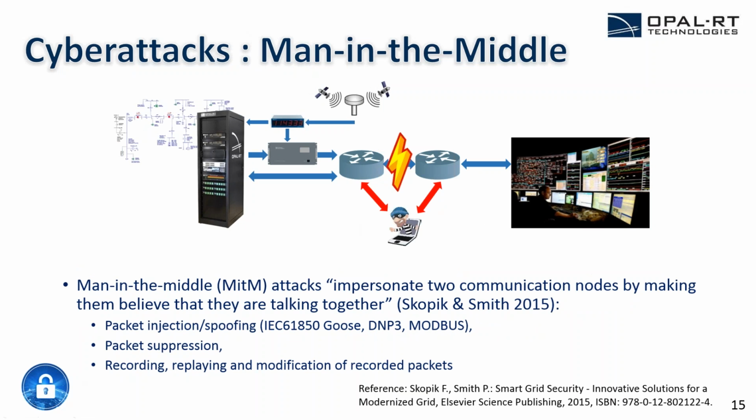Another one that's extremely interesting is the man-in-the-middle attack. And I couldn't say it better myself, so I'll use the words of Skopik and Smith here. It's an attack that impersonates two communication nodes by making them believe that they are talking together. So essentially, the attacker can see everything that's going on in your communication feed, and they can also inject spoofed packets, they can suppress information, they can actually record the stream of data that is being passed through it, and they can replay it and even modify those packets. So there's a lot of potential for chaos here.